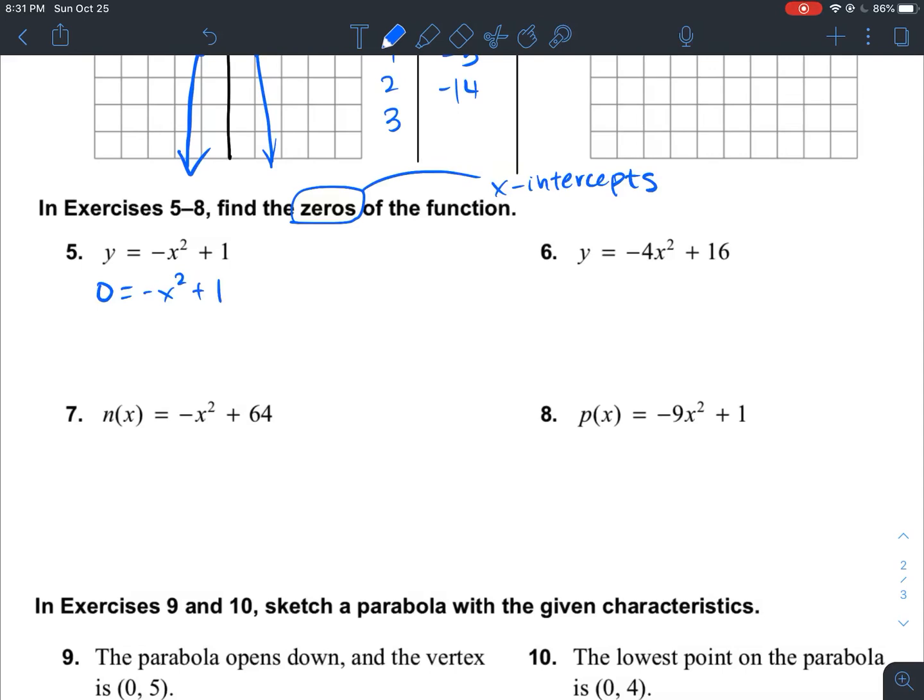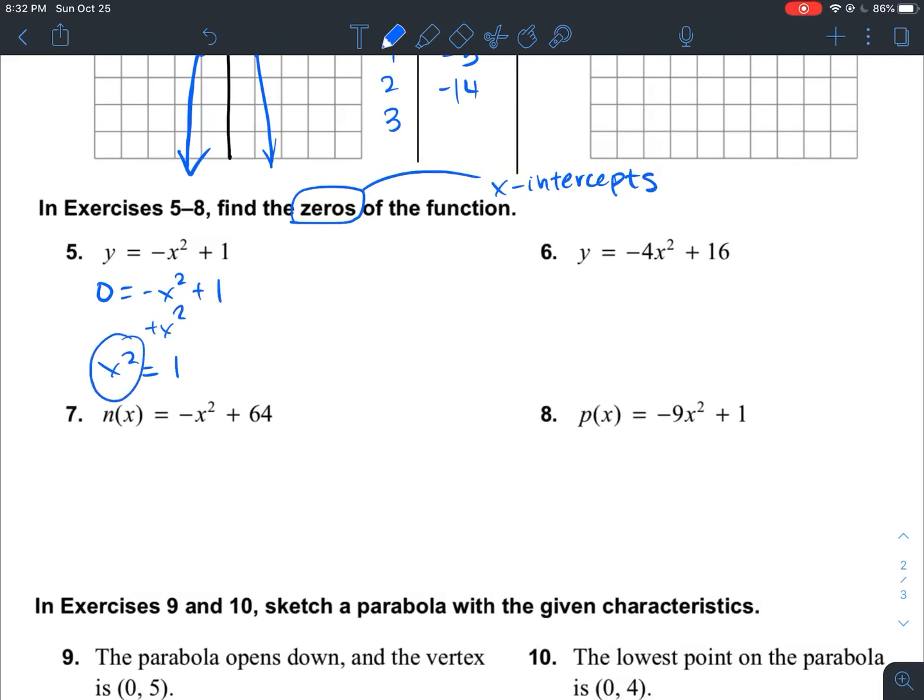Okay? Now, you can either factor these if possible, but these ones are actually easier if you just solve for x. So there's really no need to factor these in order to find your x-intercepts. Instead, I'm just going to solve for x algebraically. So I want to make this positive, so I'm going to add x squared. So I'll get x squared is equal to +1.